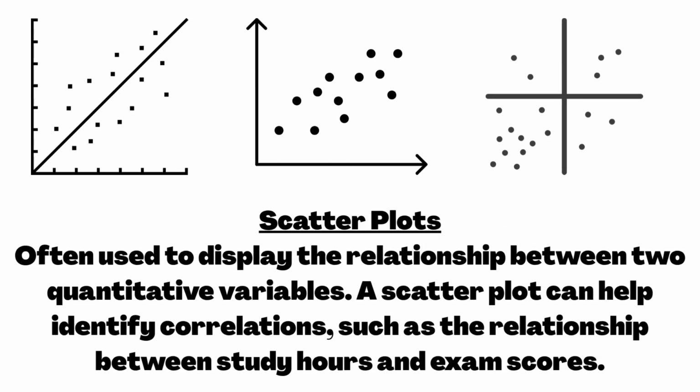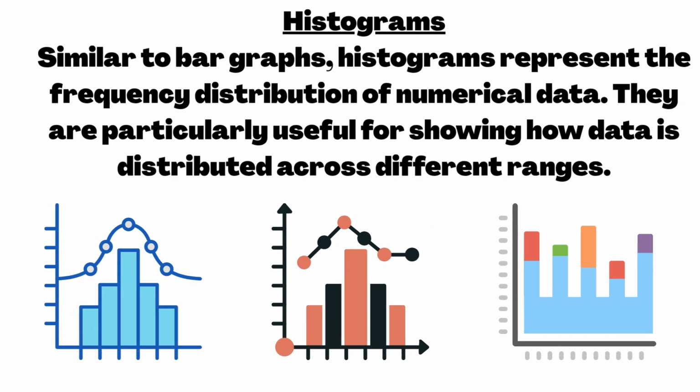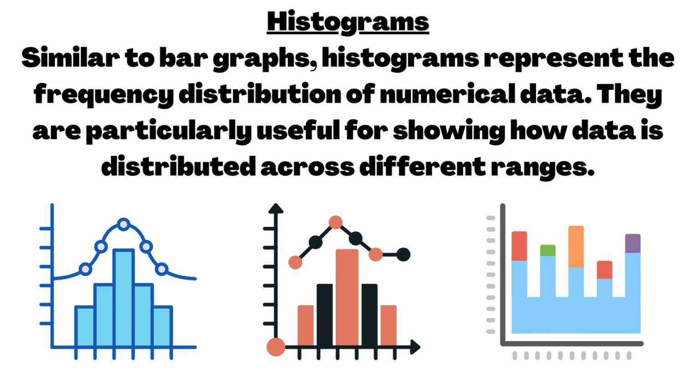Scatter plots. Often used to display the relationship between two quantitative variables. A scatter plot can help identify correlations, such as the relationship between study hours and exam scores. Histograms. Similar to bar graphs, histograms represent the frequency distribution of numerical data. They are particularly useful for showing how data is distributed across different ranges.